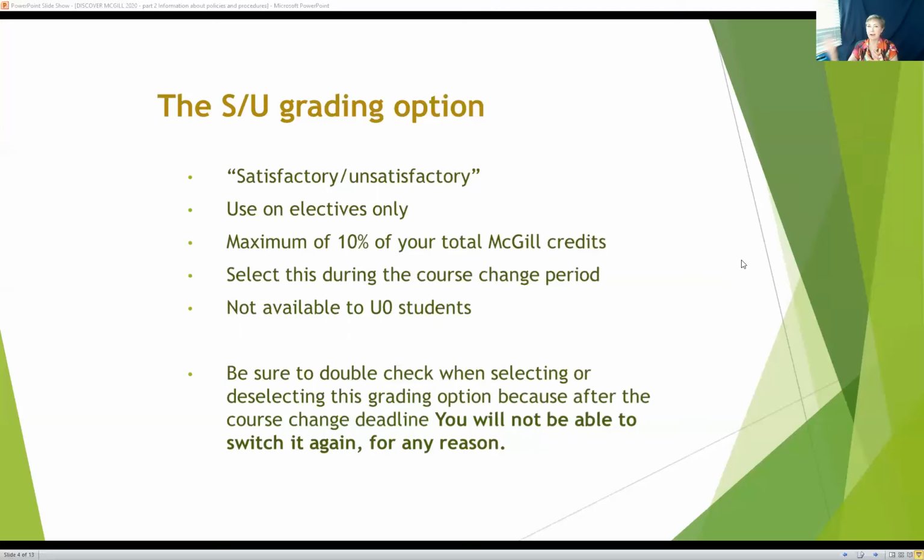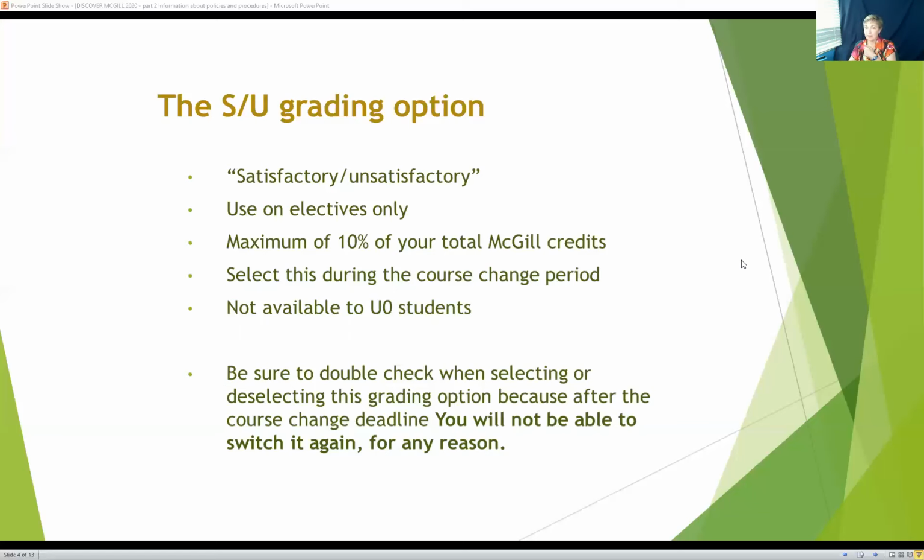The same if you get a U. U stands for unsatisfactory. It means you didn't pass the course. But the only thing that happens is you just don't get the credit towards your degree. That U is not calculated into your grade point average, so it won't bring your average down.